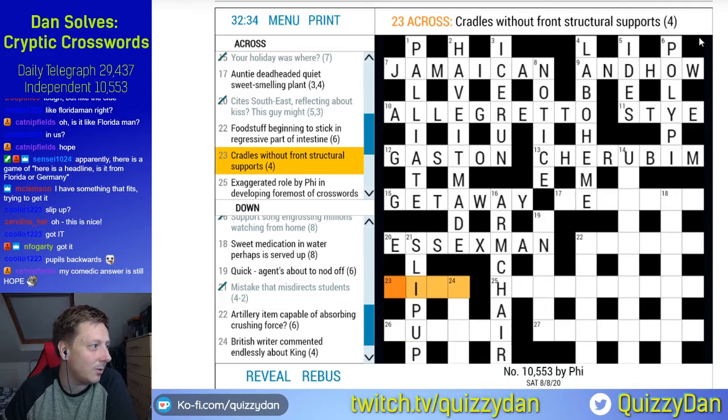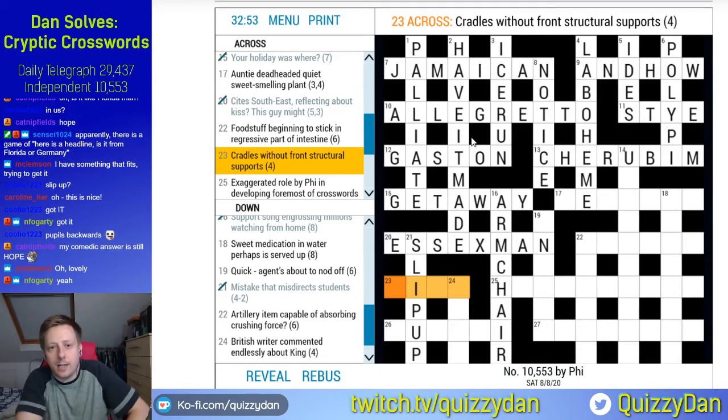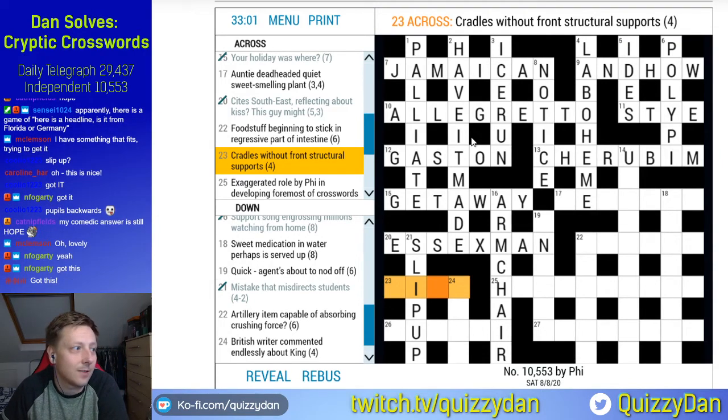So, okay. So what is this? Is this going to start... Is this Jagger, like Mick Jagger or something? Okay, let's have a look. 23 across. Cradles without front structural supports. Cradles without front structural supports. Okay, if you cradle, you rock, you... and Fogarty's got this. The last letter is going to be S, though, isn't it?